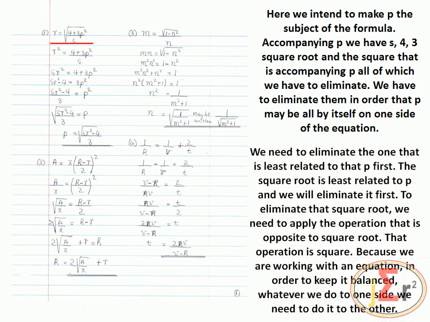We need to eliminate the one that is least related to that P first. The square root is the least related to P, and we will eliminate it first. To eliminate that square root, we need to apply the operation that is opposite to square root. That operation is square. Because we are working with an equation, in order to keep it balanced, whatever we do to one side, we need to do to the other side also.